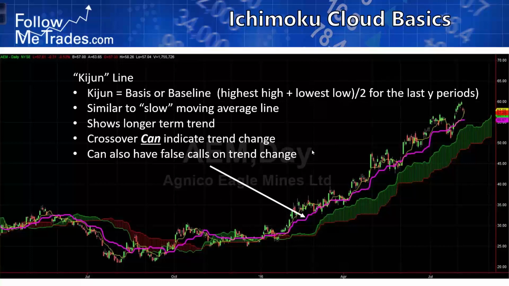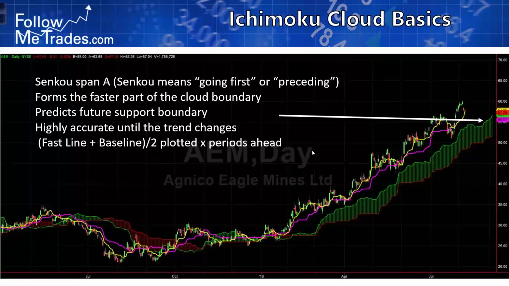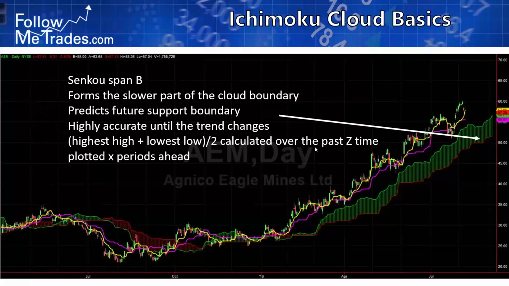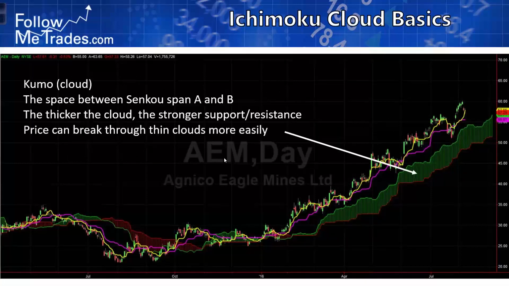Okay, so the Kijun is the longer one, and then the standard factory settings give you a projection out to the future, but there's a line on this cloud area called Span A, meaning leading. It's a faster leading edge of the cloud, and then you get a Span B, which is a slower part of this cloud boundary. Okay, and the formulas are there. And then there's this cloud between Span A and Span B. It's called the cloud, or Kumo in Japanese.